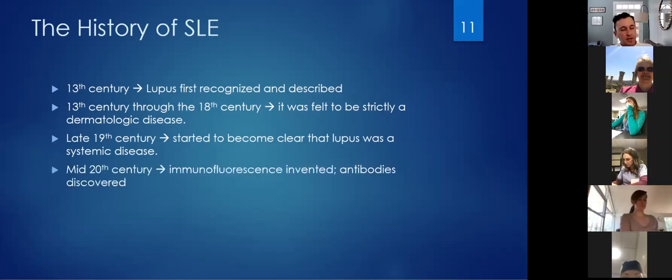And then the world really changed in the mid 20th century when immunofluorescence was invented, and we were able to discover antibodies. That's when the world of rheumatology and autoimmunity and immunology really took off, when immunofluorescence was discovered.